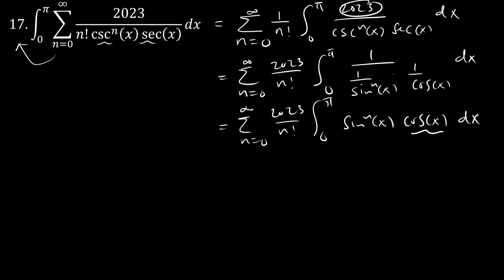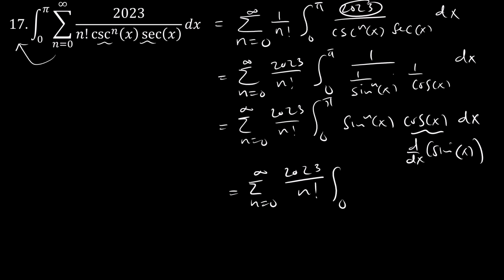Now this here is the same as the derivative of sine of x, and what that means is that our problem is the same as the summation from n equals 0 to infinity of 2023 over n factorial, the integral from 0 to pi of the derivative of 1 over n plus 1 times sine to the n plus 1 of x.